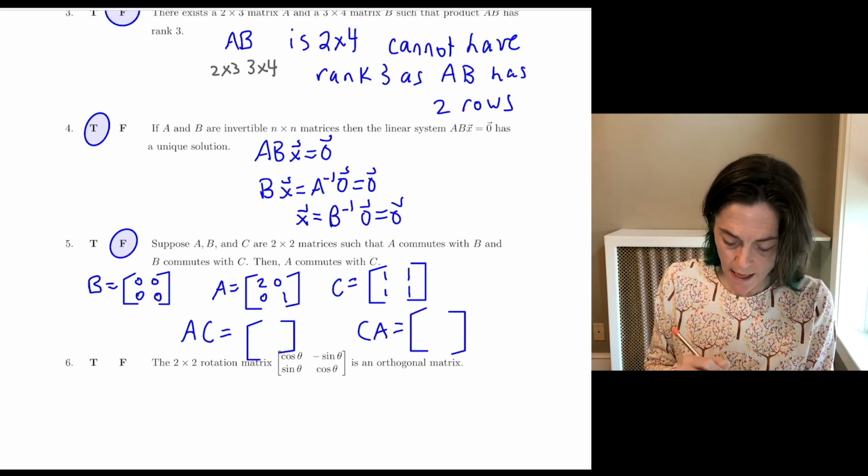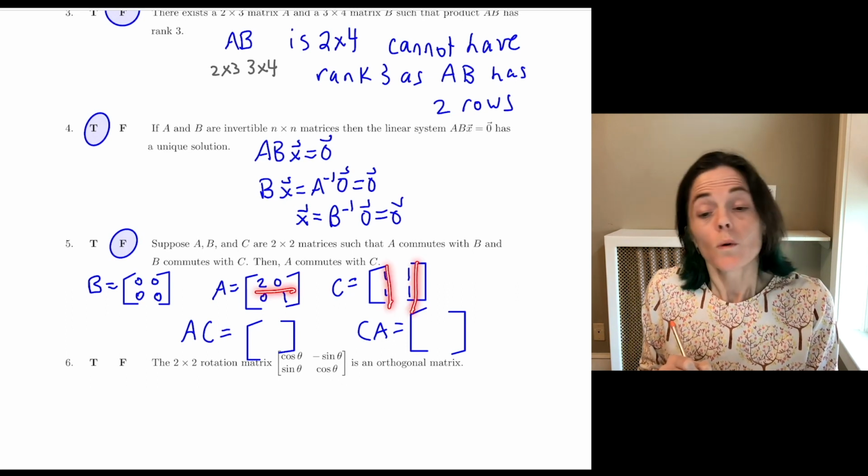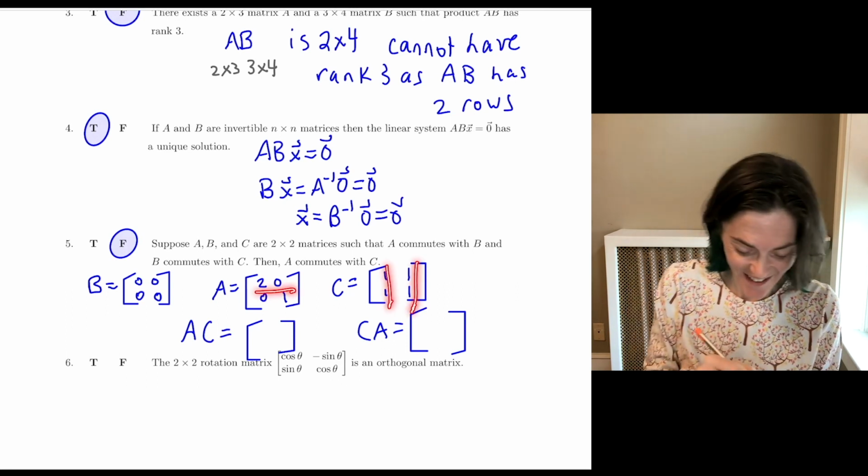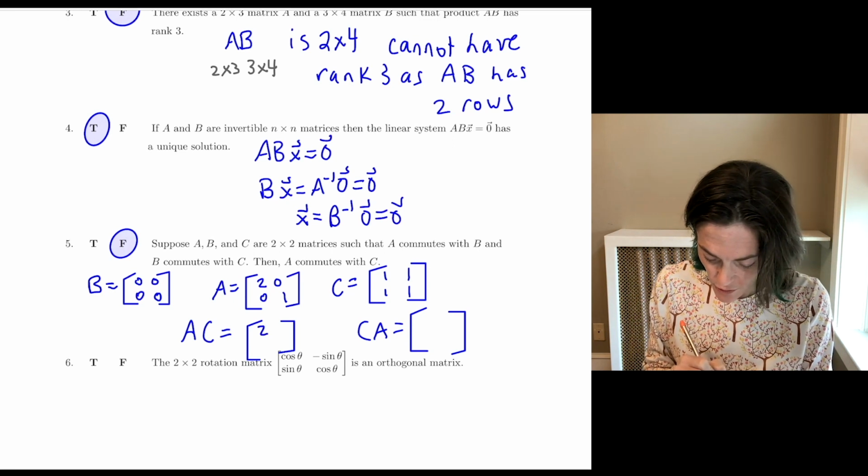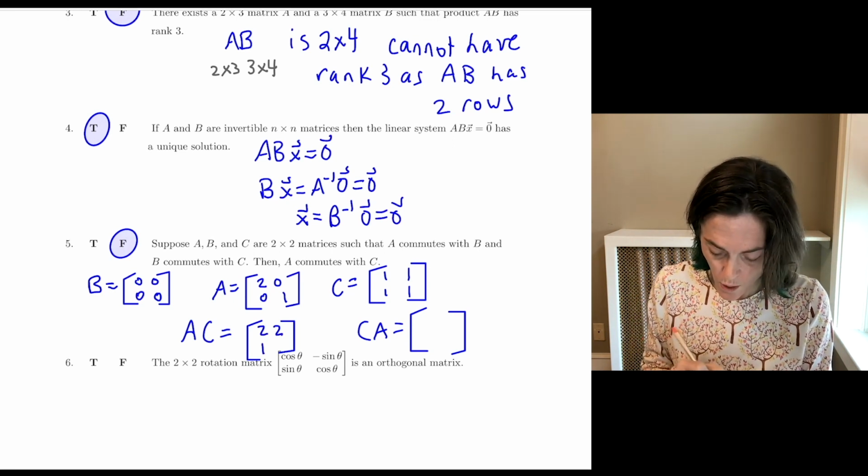Okay. Well, AC, when we do row dotted with each column, we have a 2, 2, and then here will be 1, 1.